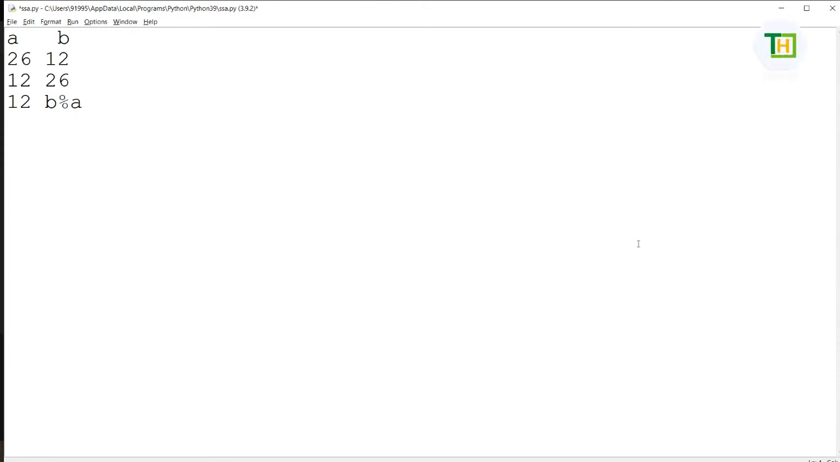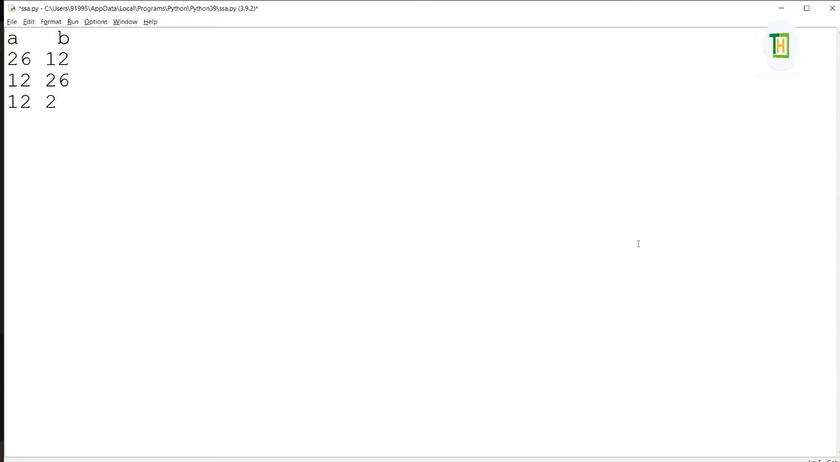B mod A, 26 mod 12. That means the remainder is 2 here. 26 divided by 12: 12 2s are 24. That means 26 minus 24, the remainder is going to be 2 here. And the new A and B values are 12 and 2.